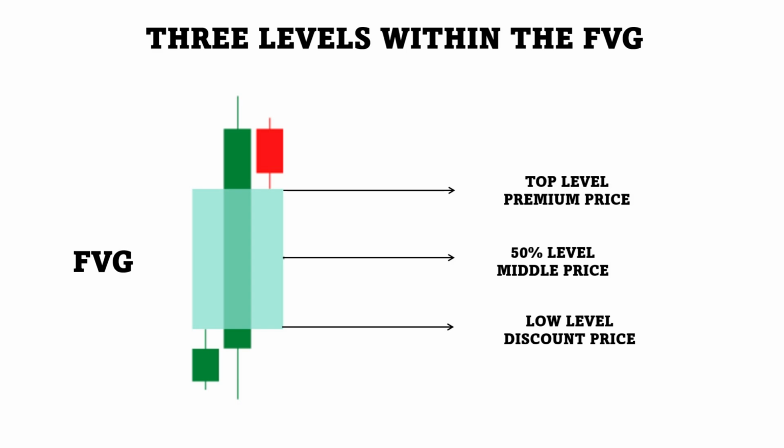A lot of buy orders get executed and then the price leaves the fair value gap with speed going in the bullish direction. Now, another thing to understand is that within the fair value gap, there are three levels. The top level is called the premium price. The middle level is called the 50% level, and the low level is called the discount price. All three levels play an important role when you look at a smaller time frame to take an entry into this trade. I will explain to you how this works.